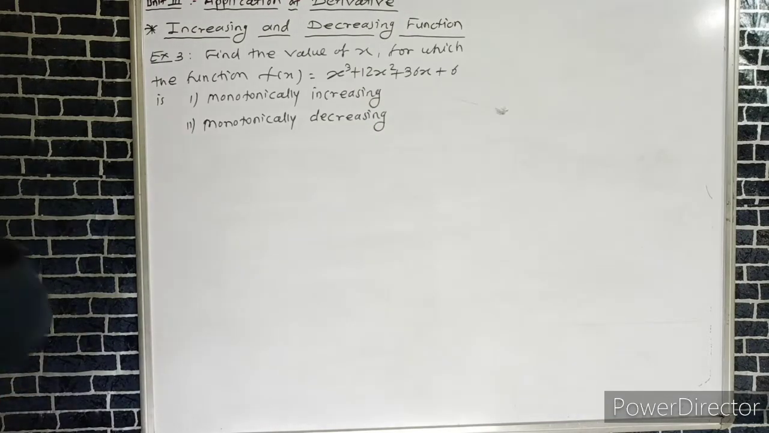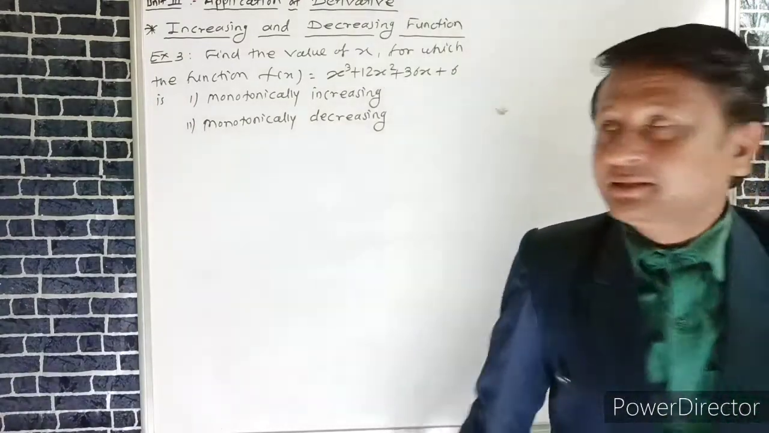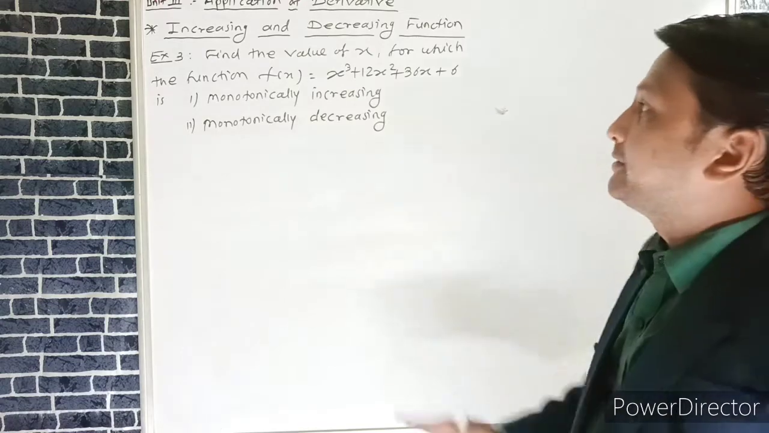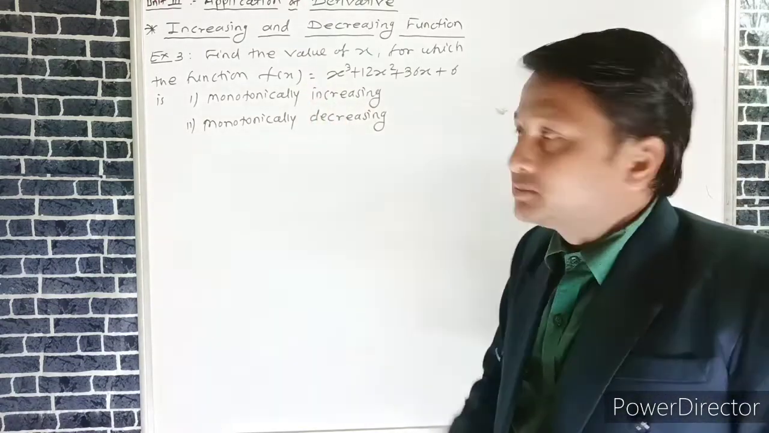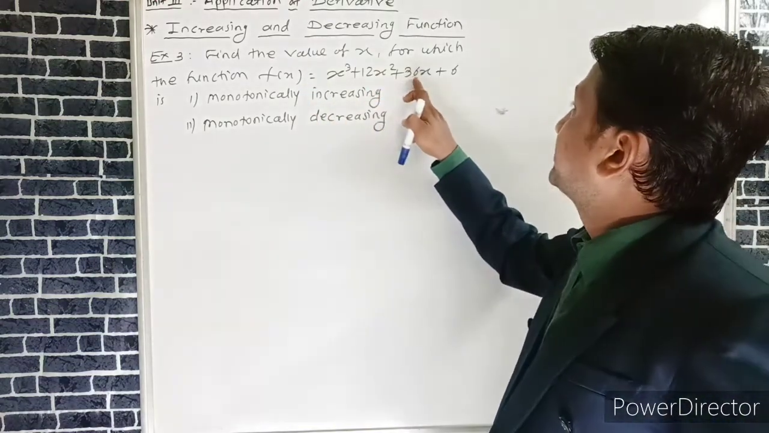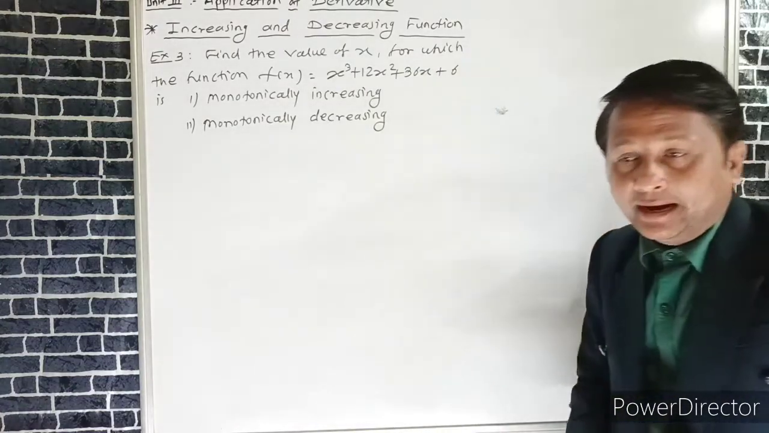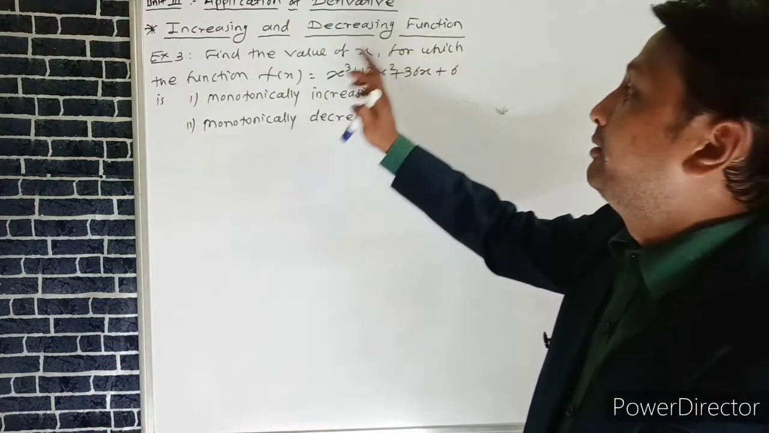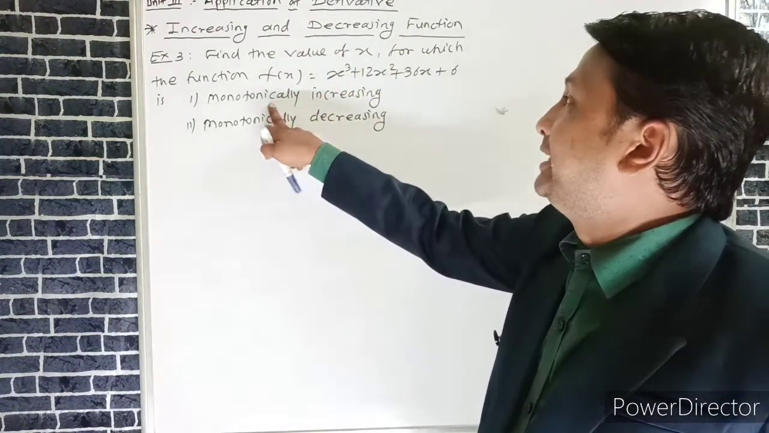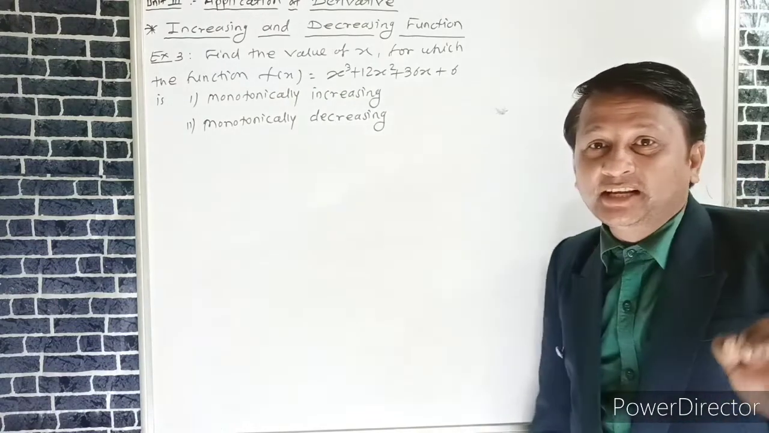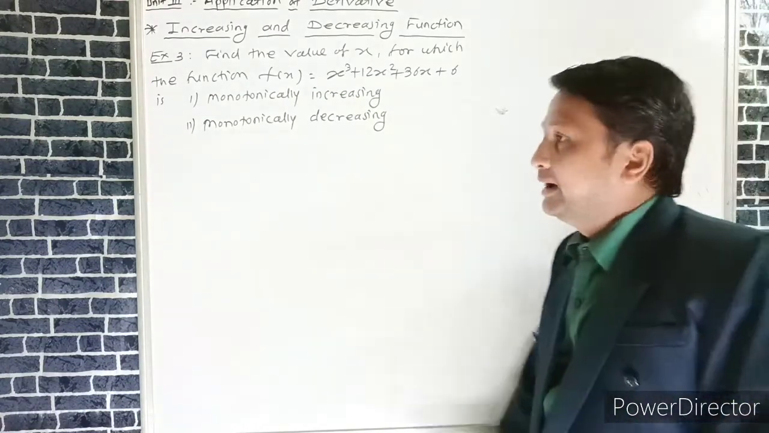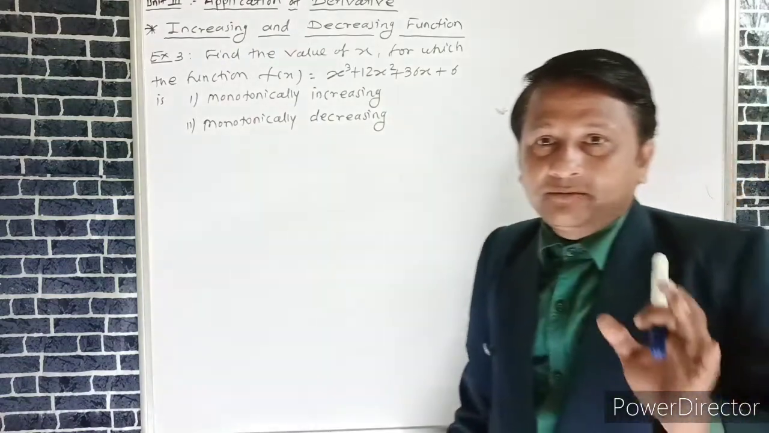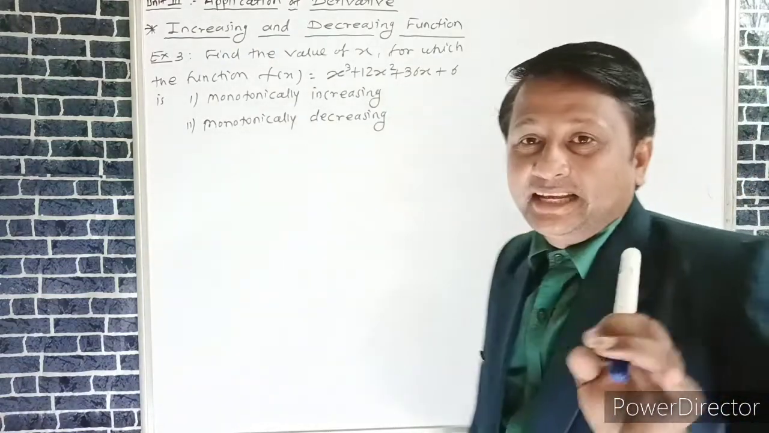So here is the next example, number 3, and here we have to find the value of x for which the function f of x is equal to x cube plus 12x square plus 36x plus 6 satisfies the condition. First, monotonically increasing means the function is strictly increasing at x is equal to a. And second, monotonically decreasing means the function is strictly decreasing at x is equal to a.